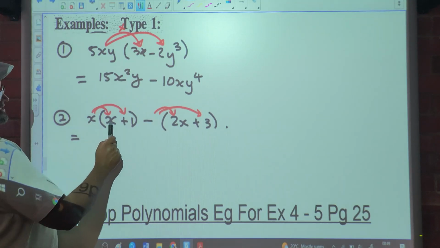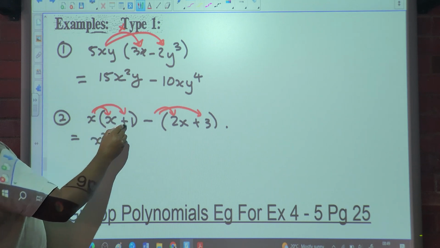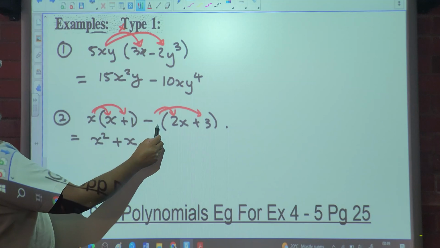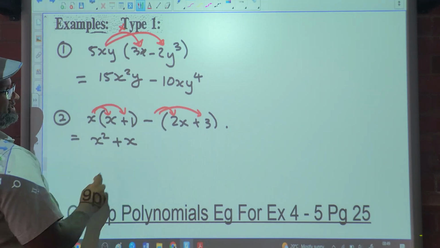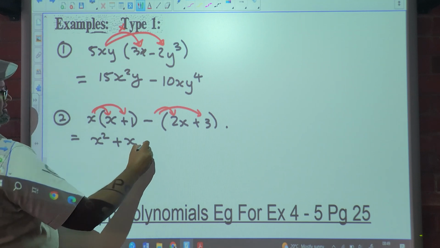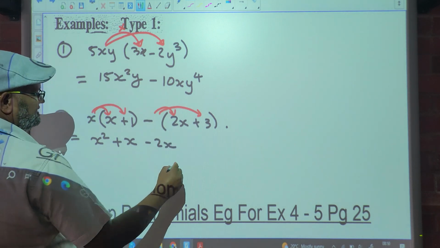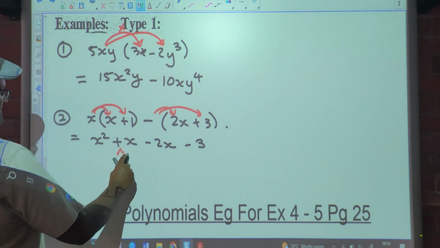So we'll multiply this x in. What's x multiplied by x? x squared. x multiplied by 1? x. Here there's no number, so what is here? Negative 1. Negative 1 times 2x is negative 2x, negative 1 times positive 3 is negative 3. Right, now what? Like terms.